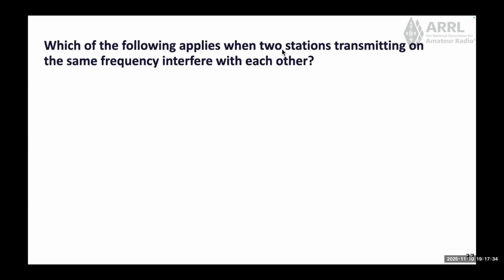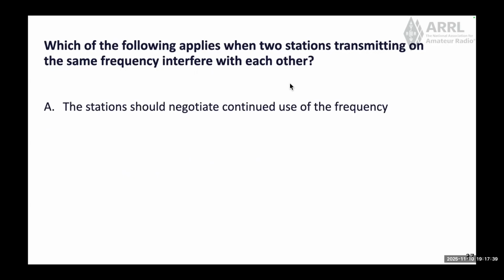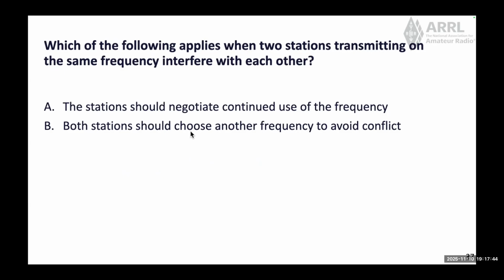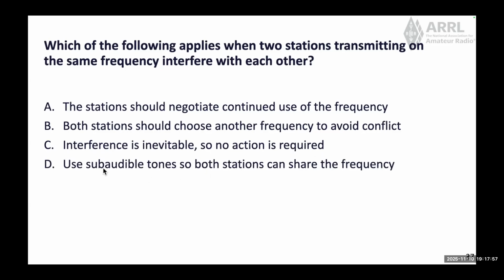Which of the following applies when two stations transmitting on the same frequency interfere with each other? The stations negotiate continued use of the frequency. Both stations should choose another frequency to avoid conflict. Interference is inevitable, so no action is required. It seems like that sometimes, but I'm going to tell you that's not the answer. You use subaudible tones so both stations can share the frequency. That's not the answer. So the correct answer is the stations should negotiate continued use of the frequency.